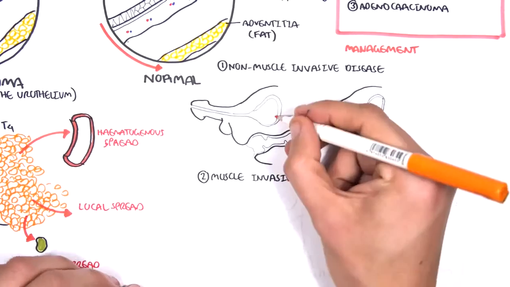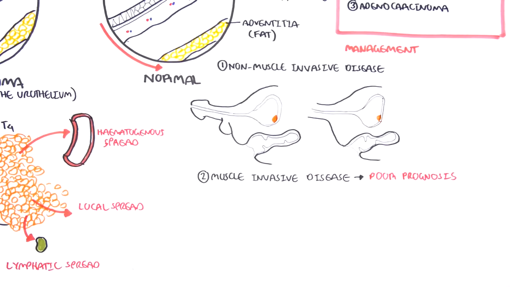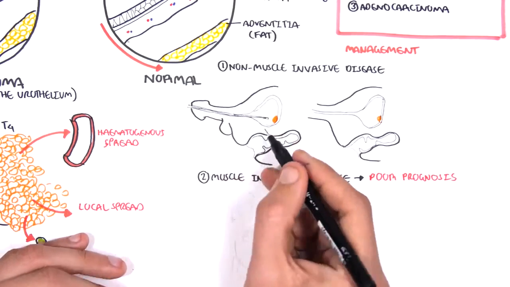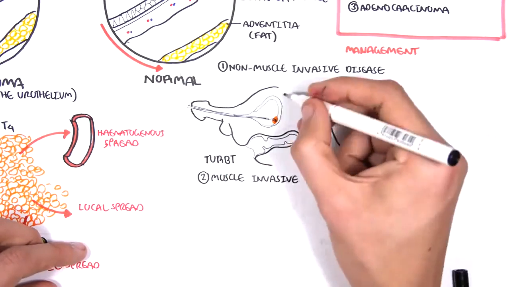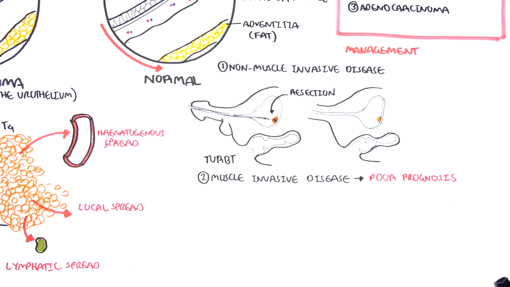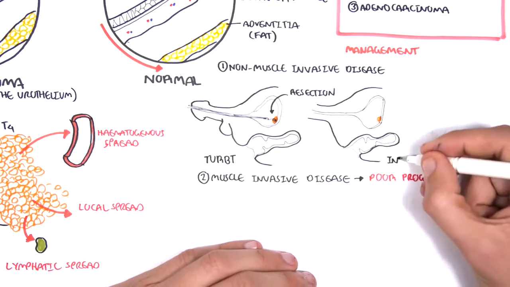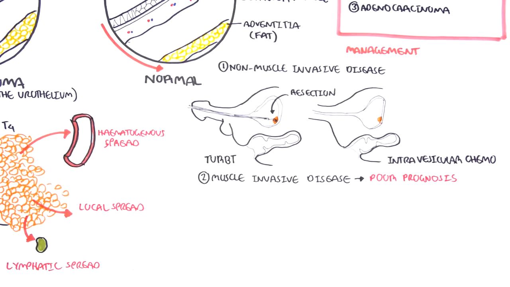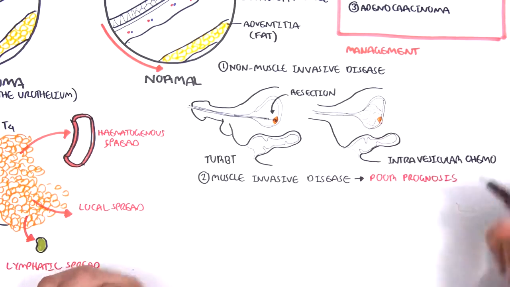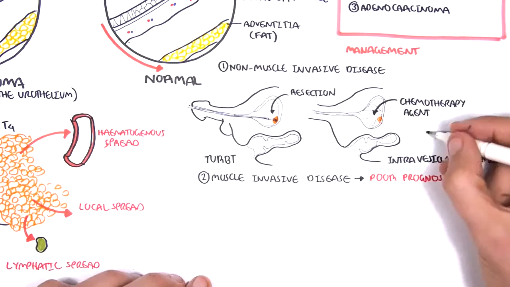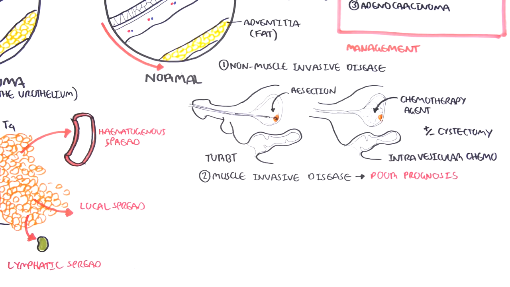In non-muscle invasive disease, treatment options include TURBT, where you resect the tumor essentially. Or there is a method called intravesical chemotherapy, where the chemotherapy agent in liquid form is injected into the bladder and acts locally there. Finally, there is cystectomy, which is removal of the bladder. This, of course, means that the ureter, which brings urine down to the bladder, has to be reconnected somewhere so that urine can go out somewhere else.